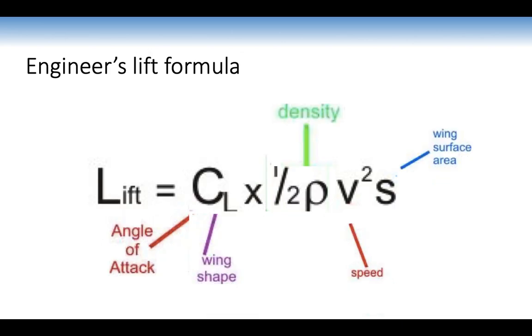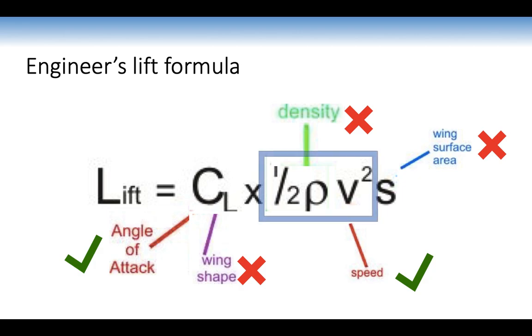So if you cross out all the variables from the engineer's formula in terms of things we can control: angle of attack, using our control column. Can't really control wing shape. Yeah, sure we can using flaps, but not really for straight and level flight. Air density you can't control. You can control speed using your throttle, and we can't control wing surface area. An interesting point is this actually gives us airspeed. So half rho v squared is air density and speed. That's what our aeroplane's pitot tube measures as airspeed. So from a pilot's view, we can only control angle of attack and speed.